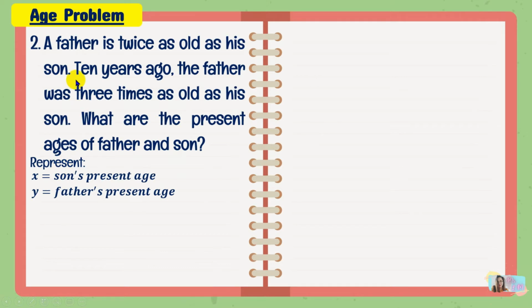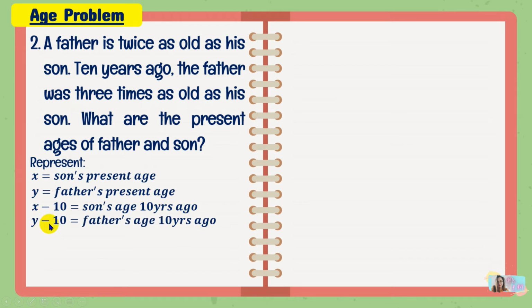Then, from here, nabanggit din po dito sa ating problem yung 10 years ago na ages nila. So, kailangan din po nating i-represent yun. And when we say 10 years ago, nakaraan na, kaya po yung present age ay babawasan natin ng 10 kasi 10 years ago. So, x minus 10 is the son's age 10 years ago. And then for the father, we have y minus 10. That will be the age of his father 10 years ago.